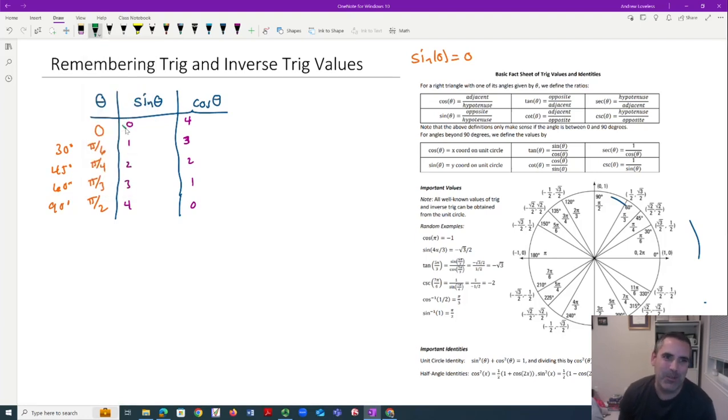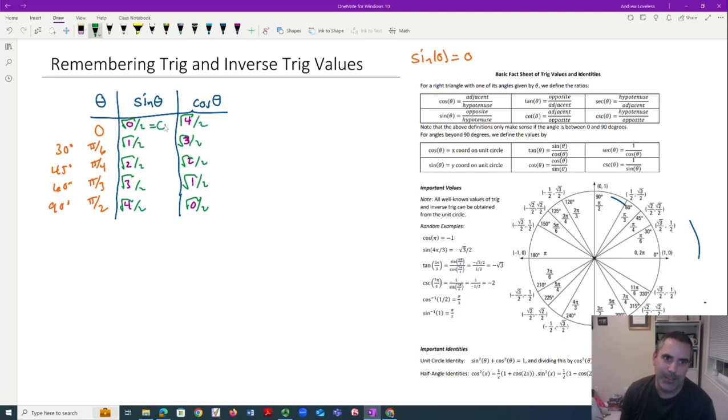So take the square root of everything. Square root, square root, square root, square root, square root, divide by 2. And there's your answers. There's all the starting values in the first quadrant, the standard starting values.